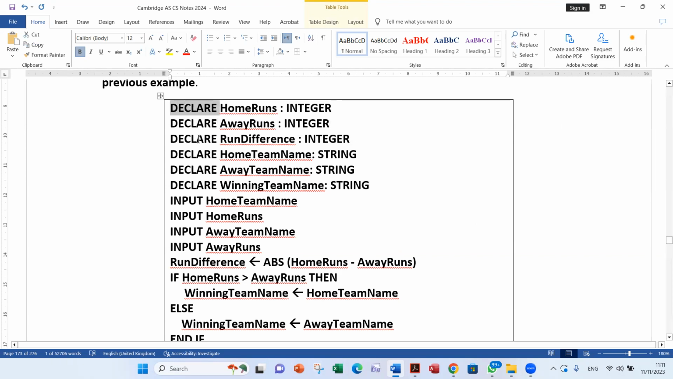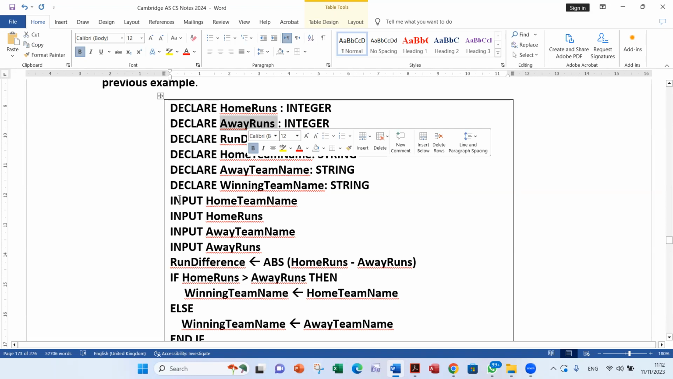So pseudocode commands are all written in capitals, all uppercase. And you have to write this by hand. You don't have computers in paper 2. So DECLARE home runs colon INTEGER. This is a declaration that you are going to use a variable called home runs, and that variable will store integer values, whole numbers with no fractions.